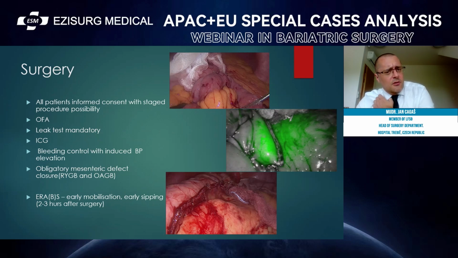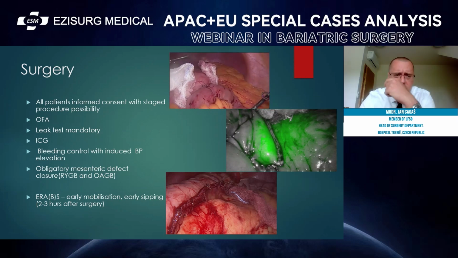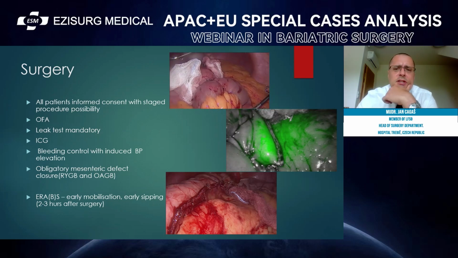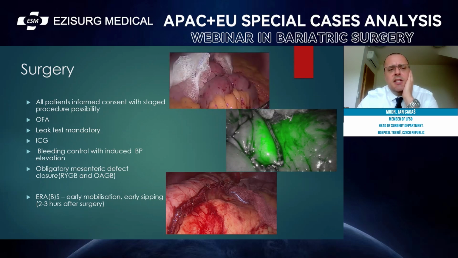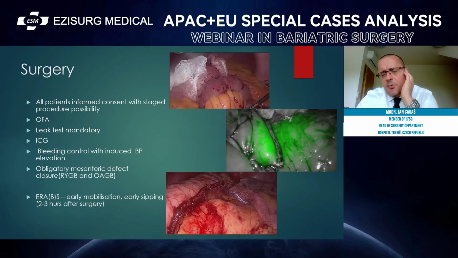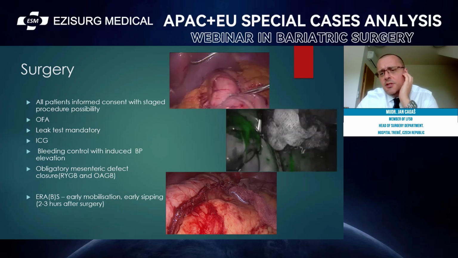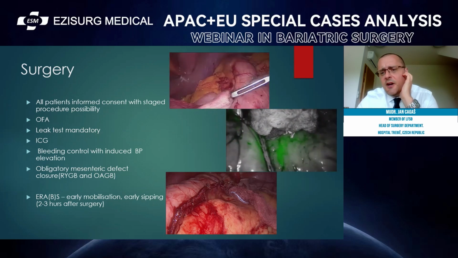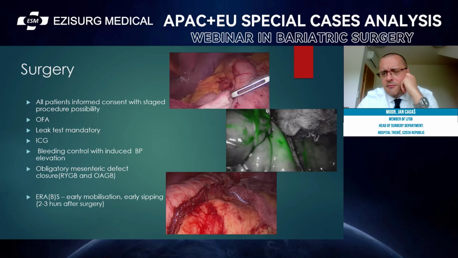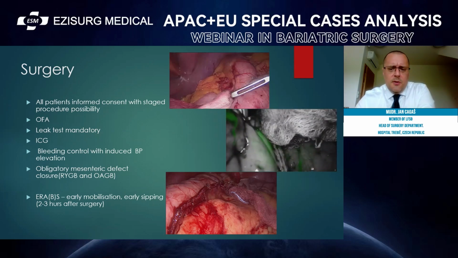We perform, all the patients get opioid-free anesthesia. We also do leak tests, which you can see in this video, to be sure that the anastomosis is not leaking. If there is any problem, we can do ICG to be sure that the blood supply is fine. This is a video from a conversion from plication to Roux-en-Y.